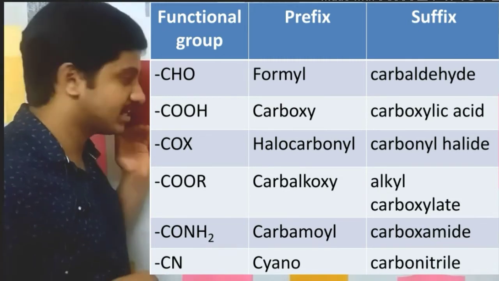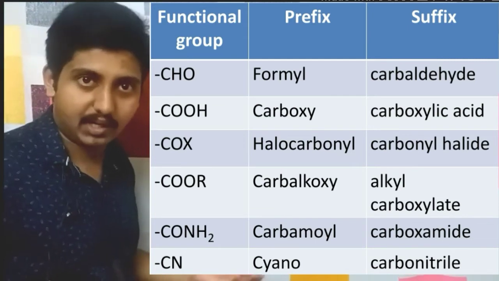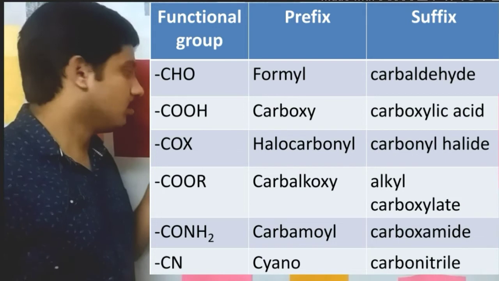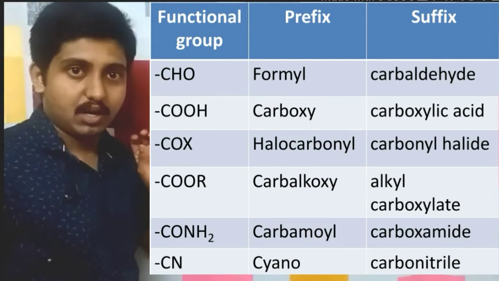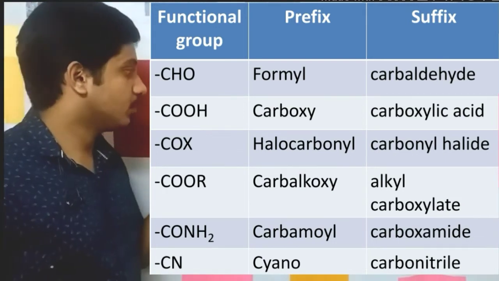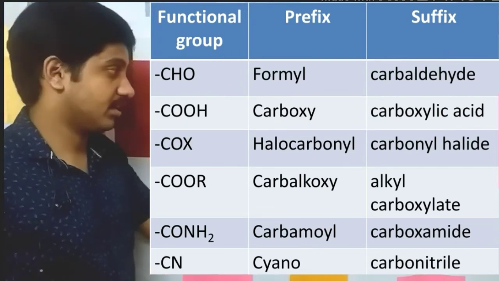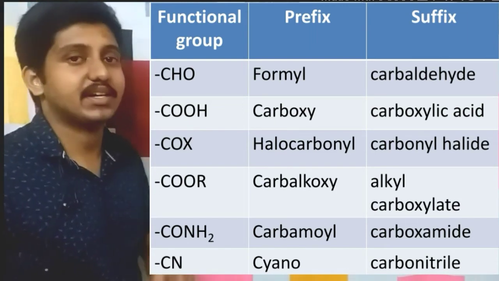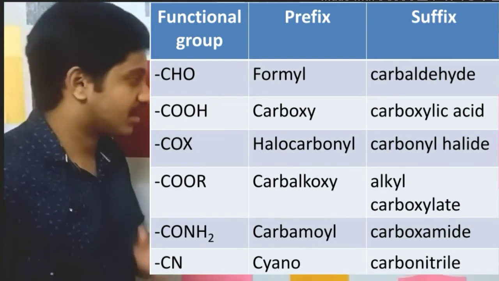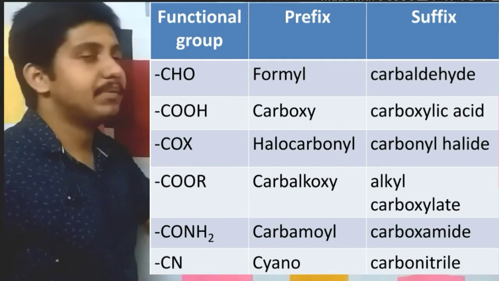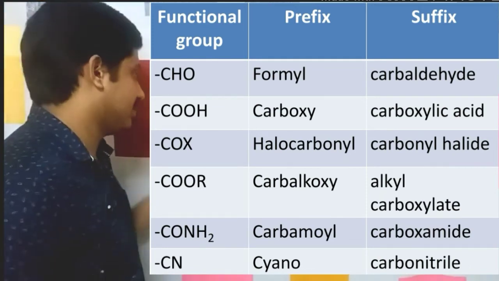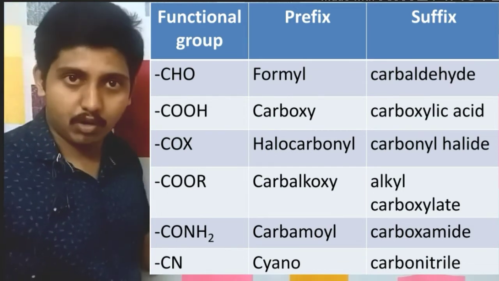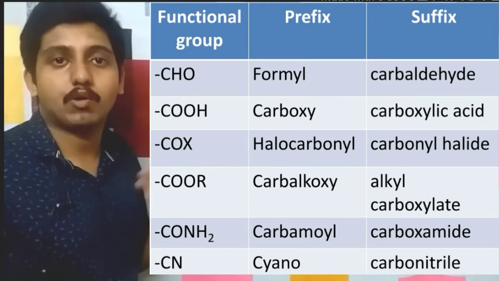The next one, that is COX, is halocarbonyl. That halogen can be any fluorine, chlorine, bromine, etc. So fluorocarbonyl or chlorocarbonyl and so on. Otherwise, if it is a more preferred functional group, it will be taken as the suffix, and the IUPAC accepted suffix is carbonyl chloride or carbonyl halide. Then CONH2, and there the prefix is carbamoyl and the suffix is carboxamide.